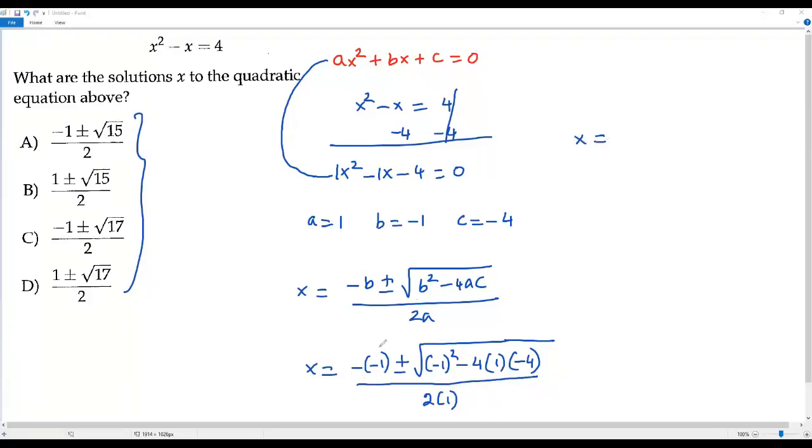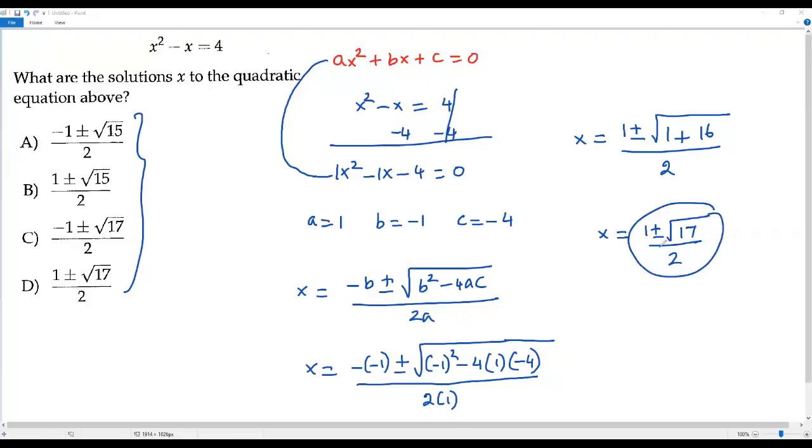Okay, let's simplify. Here negative times negative becomes positive, so 1, plus or minus the square root of, negative 1 the whole squared is just 1, and here we multiply negative and negative, which becomes positive, and 4 times 1 is 4, 4 times 4 is 16, over, in the denominator, 2 times 1 is just 2. So x equals 1 plus or minus the square root of 1 plus 16, which is 17, over 2. We have solved for x: x equals 1 plus or minus the square root of 17 over 2. We find this in option D. So the correct answer choice for this question is option D.